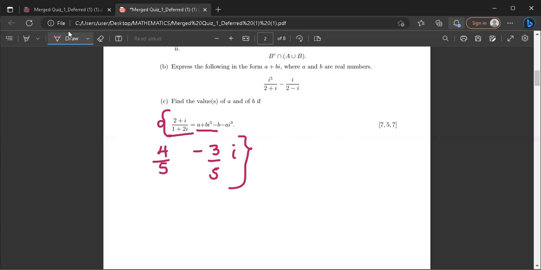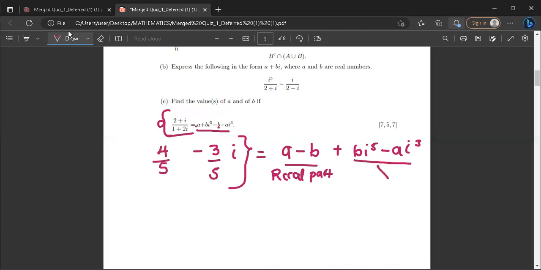So on this side, you can see that a and b do not have i's, isn't it? So this is going to be our real part. You collect the like terms, and you're going to say a minus b. This is your real part. Then you go to the other side, the terms which have i's, and you pair them. So this is plus b i to the power 5, then we have minus a i to the power 3. Now you can also simplify this part, which is called the imaginary part.